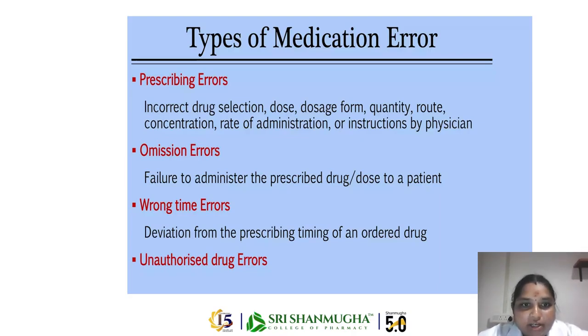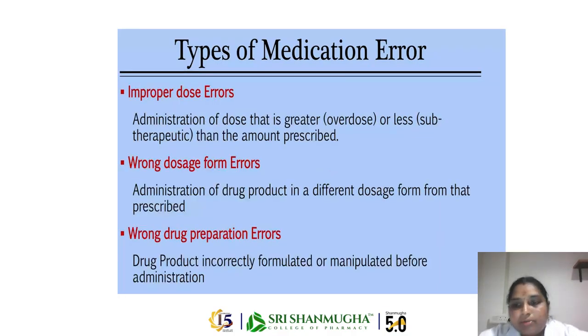Next, omission error: failure to administer the prescribed drug or a dose to a patient. This may occur due to the nurses or from the patient, when there is failure to administer the prescribed drug. If the patient needs to take the drug in the morning at 8 a.m. but the nurse forgot to administer that, it occurs due to omission error. And wrong time error: if your drug needs to be administered at 6 p.m., it should be administered at 6 p.m. Instead, if it is administered at 7 or 7:30, it is the wrong time error, a deviation from the prescribed time of an ordered drug.